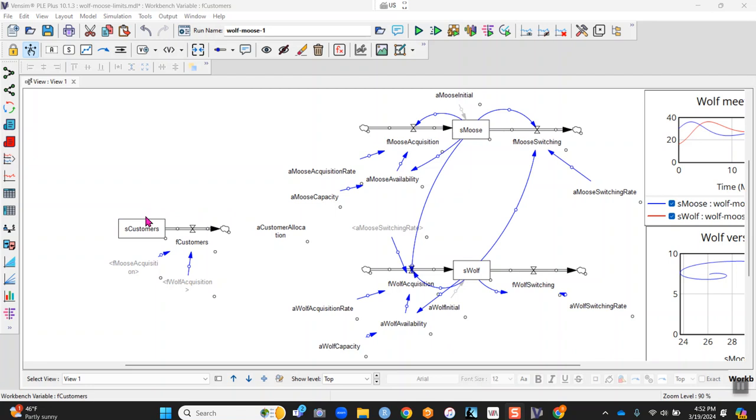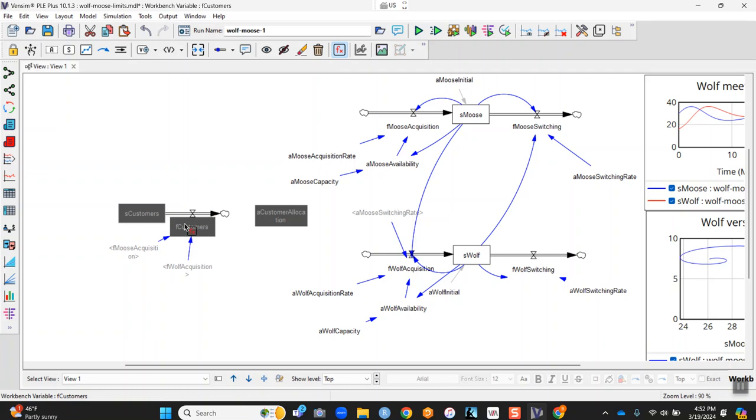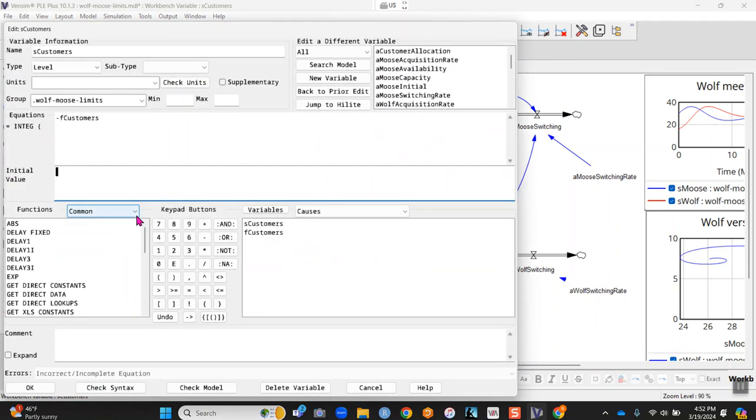And what I did is I did take that arrow off. So look at what's happening here. S customers, as a stock, is going to be decreased by F customers, a flow out. Okay, so that'll be fine. There will be an initial value that we need to put in there.